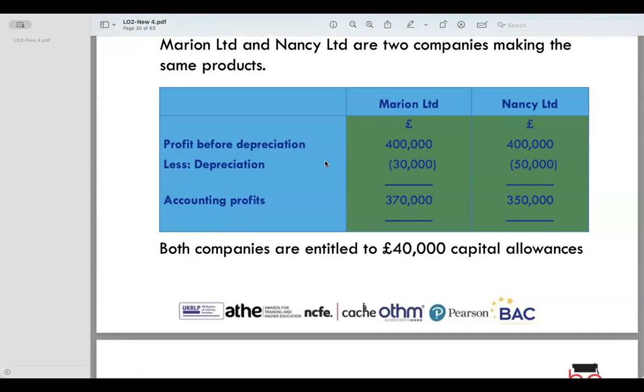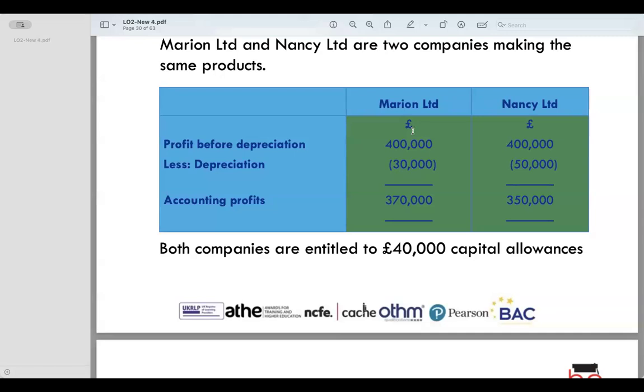We see that Marion Limited has a depreciation expense of £30,000, while Nancy Limited has a depreciation expense of £50,000, which is slightly greater than Marion. The accounting profit of each company is calculated by taking their respective earnings before depreciation and subtracting the amount of depreciation from that total. If we compare the accounting profit of Nancy Limited to Marion Limited, we find that Nancy Limited's profit is £350,000. So let's think about capital allowances and how they fit into the picture.